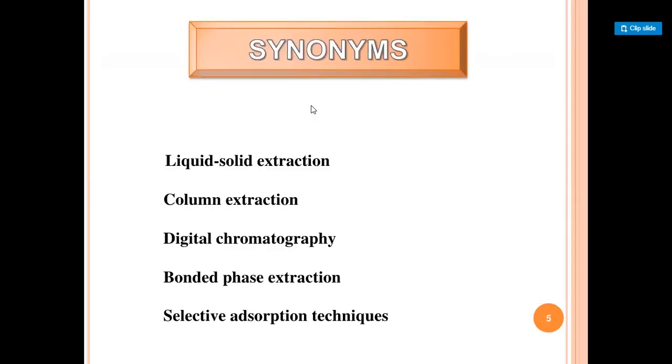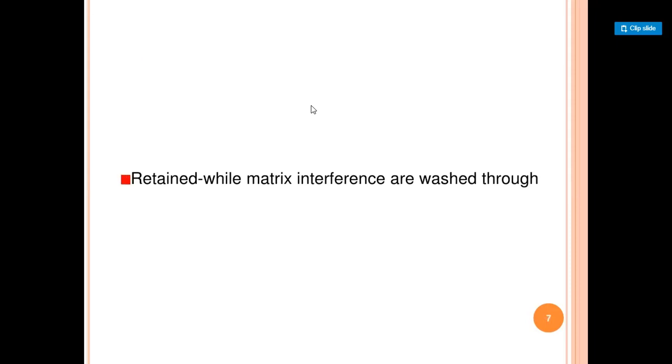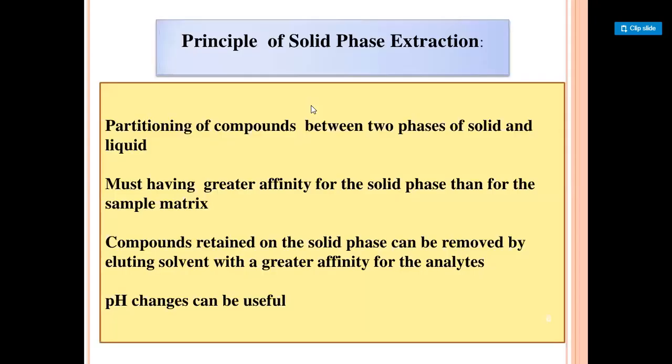The synonyms for solid phase extraction are liquid solid extraction, column extraction, digital chromatography, bonded phase extraction, and selective adsorption techniques. The strategies for solid phase extraction are: unretained while matrix interferences are adsorbed, and retained while matrix interferences are washed through.